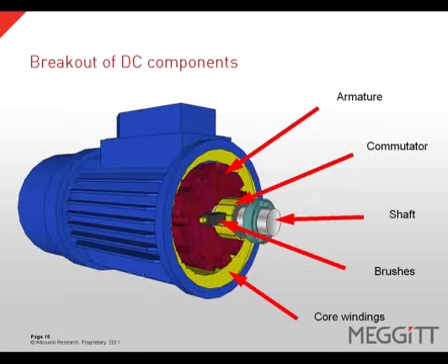Direct current or DC motors work slightly differently than an AC motor. The components that make up a DC motor are also different. A DC motor will have an armature mounted on a shaft that rides on bearings. There is also a commutator mounted on the shaft which has brushes that ride on the commutator. The armature assembly rotates within the core windings.